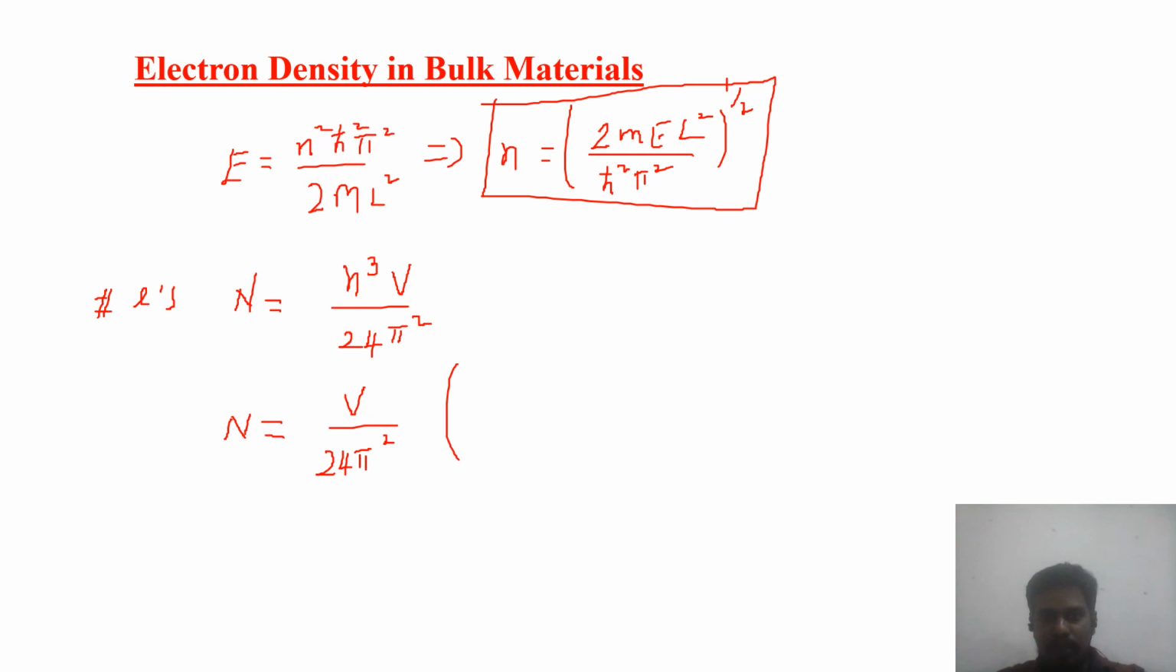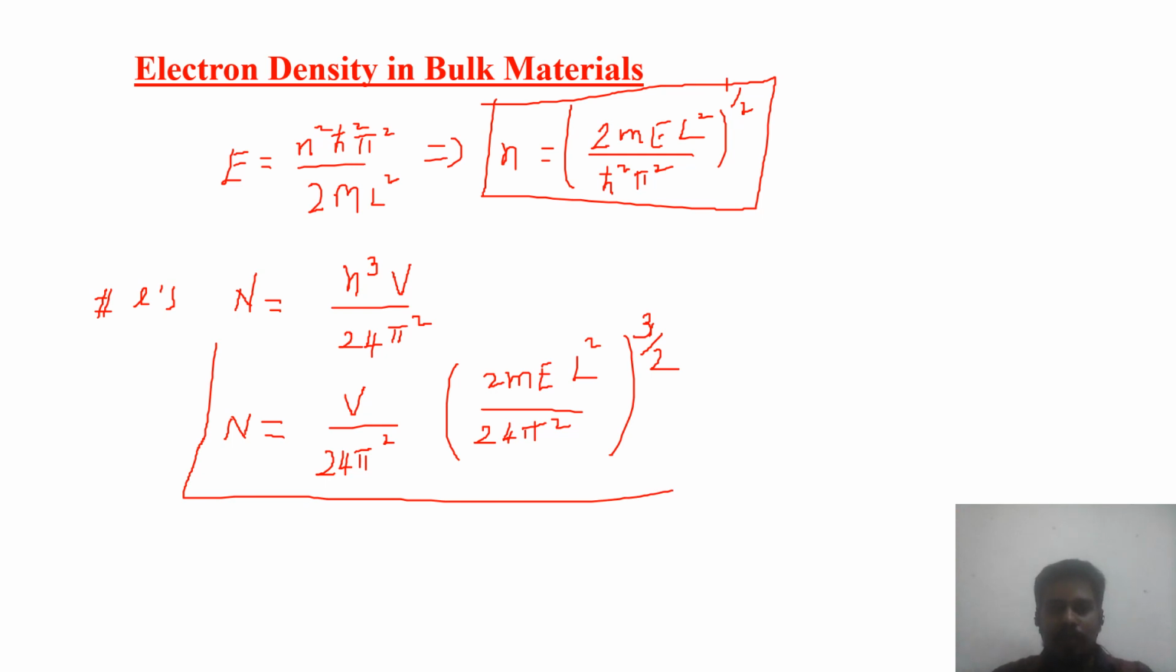My n cube is nothing but 2mE L square divided by 24 pi square. This is my n, to the power 1 by 2. You can just cube this value because it's n cube. So you can cube this value, that is 3 by 2. This many number of electrons are allowed inside the metal box.